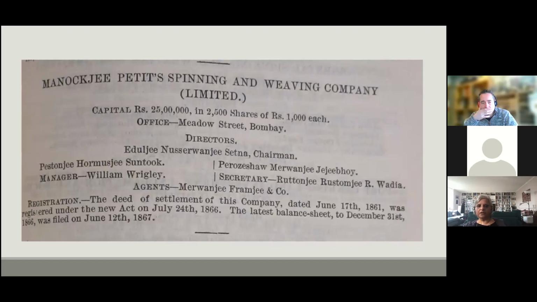And you can see this firm is a spinning and weaving company located in Bombay city. It gives the names of all the directors, and just by looking at the names, I can say that most of them were Parsis. And there is this manager here who was British. So in our framework, this firm would be classified as a Parsi firm. And then we go through every firm in the industry and classify them accordingly.